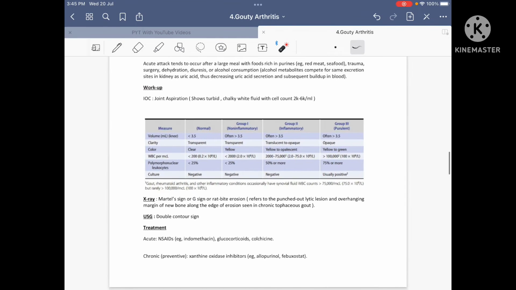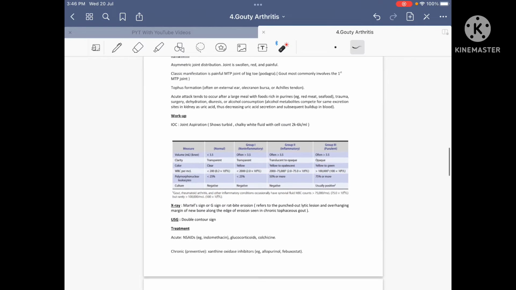And in this table you don't have to remember the whole table, just see the WBC counts. Normal is less than 200, non-inflammatory is less than 2000, and inflammatory will be 2000 to 75,000. And in case of pyogenic or septic arthritis, it will be more than 1 lakh per ml. Here it is written that in case of gout, the WBC count may go up to 1 lakh, but not more than 1 lakh. It will always be less than 1 lakh.